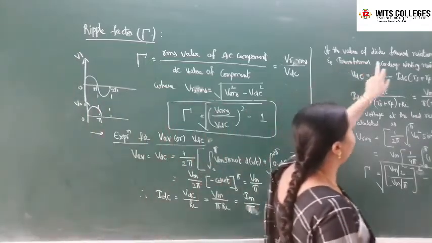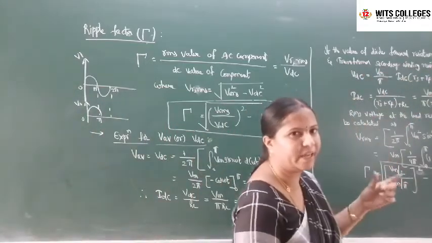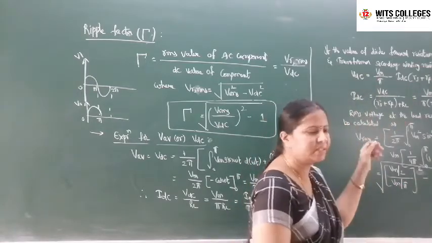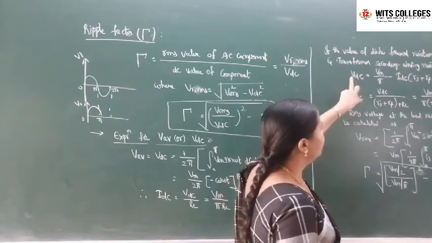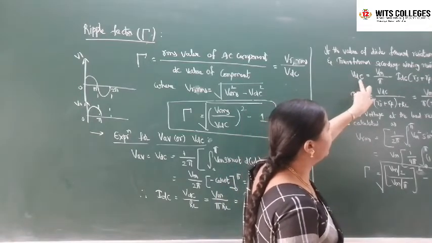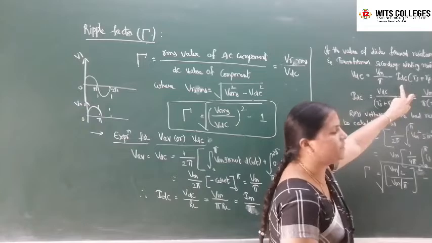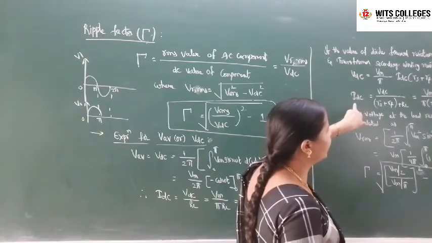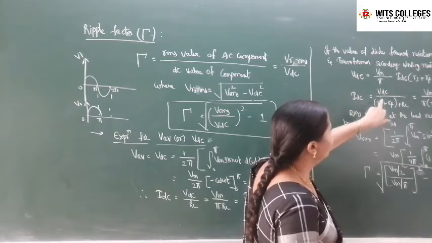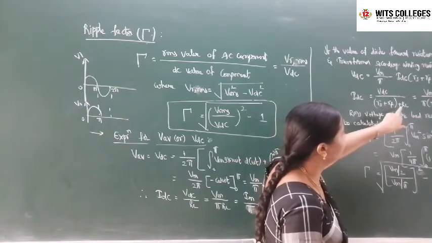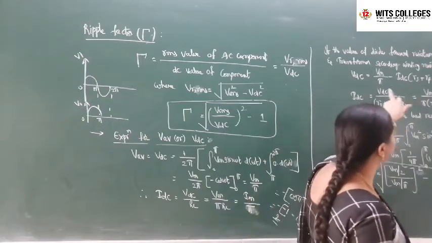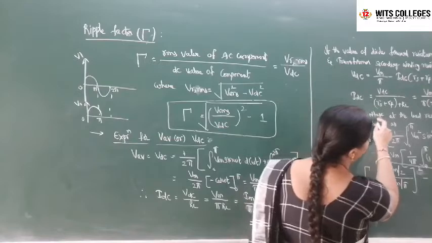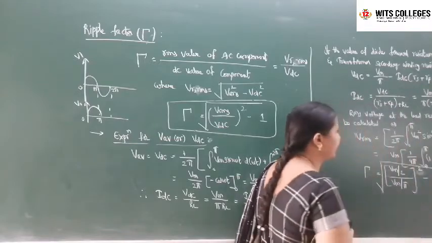If the diode forward resistance is considered as RF, and the transformer secondary winding resistance as RS, then you can write the DC voltage VDC equal to Vm by pi minus IDC into RS plus RF. From this, IDC equals VDC by RL, so VDC by RS plus RF plus RL. So VDC equals Vm by pi.